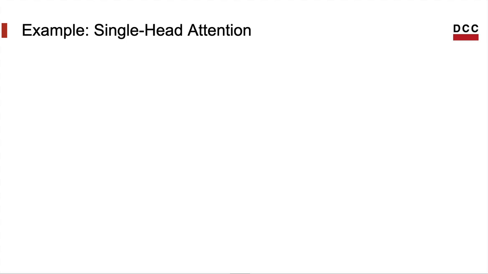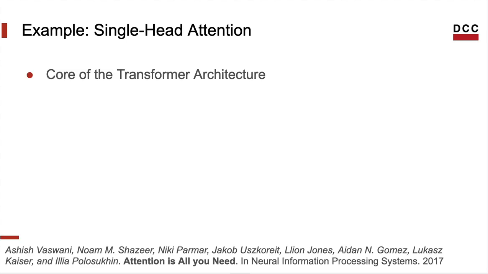To explain what this optimization is, let us consider a well-known operation in transformers, the single-head attention function. Single-head attention is one of the core operations in transformers, which are used to train large language models. This operation was introduced in this paper by Vaswani et al. And is perhaps one of the most important milestones in the recent history of machine learning.